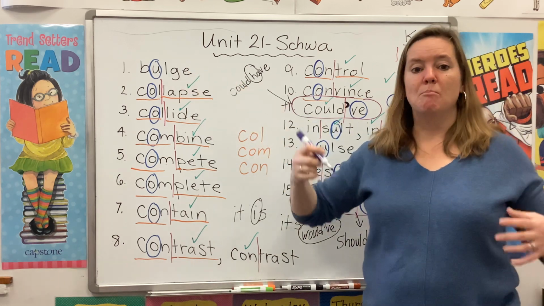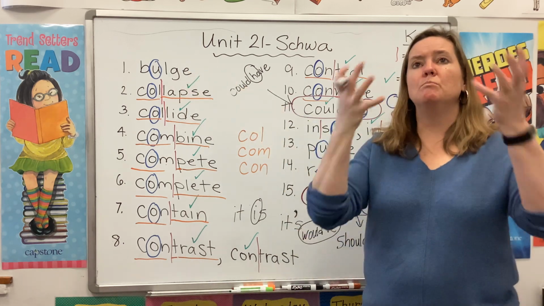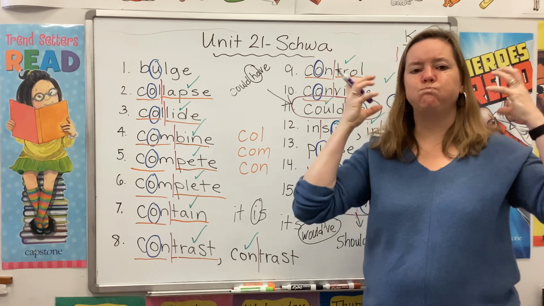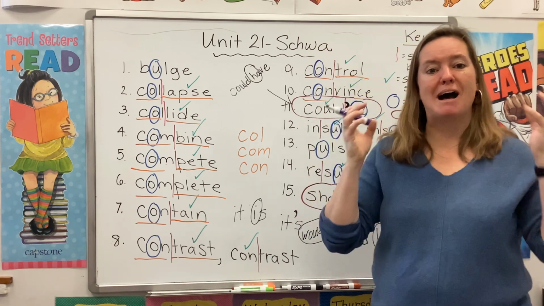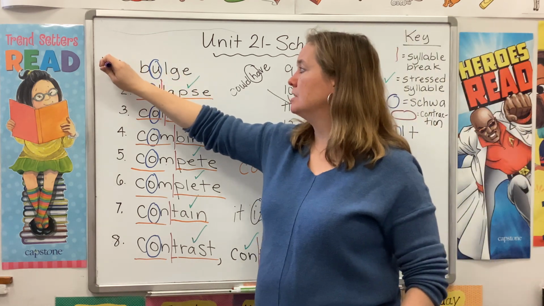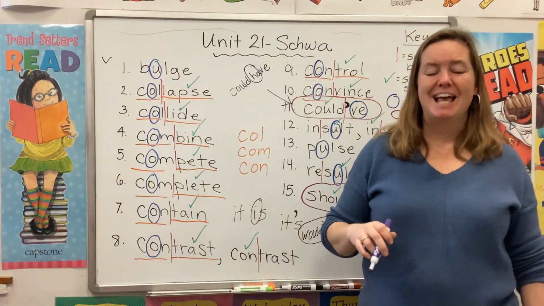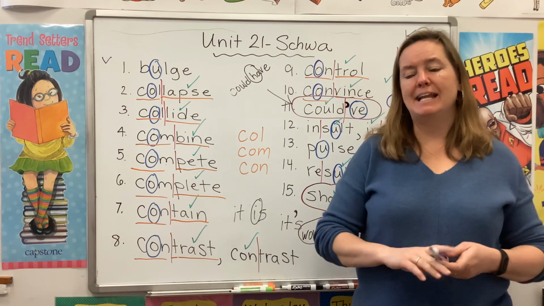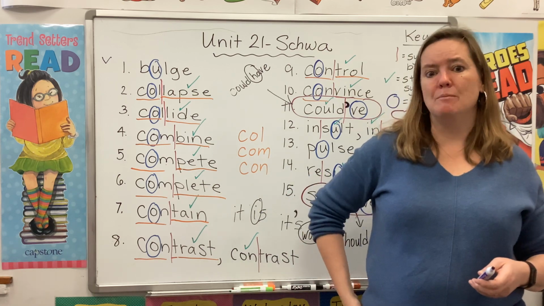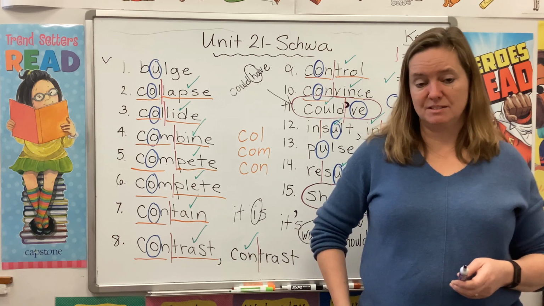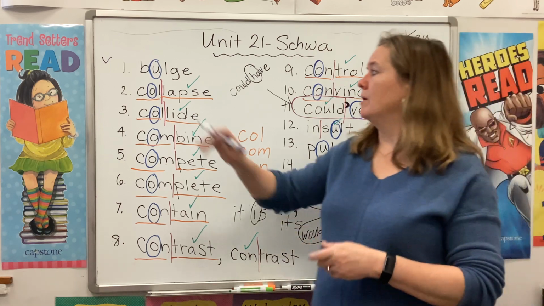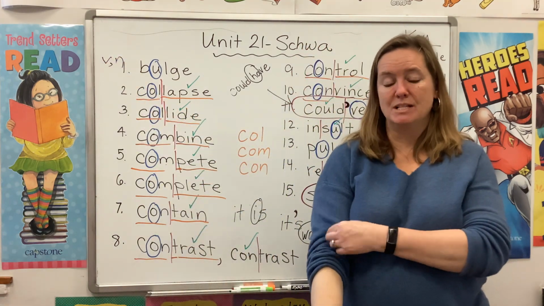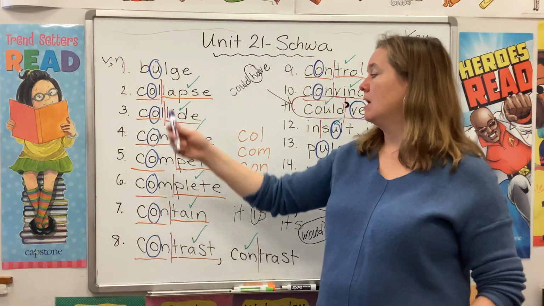So if we start with "bulge," if you stuff a whole bunch of food in your mouth, your cheeks will bulge, right? They'll pop out. So bulge is a verb. It can also be used as a noun, right? He had a bulge in his pocket because he stuffed it with rocks. Okay, so bulge can be a verb or a noun, depending on how you're using it.